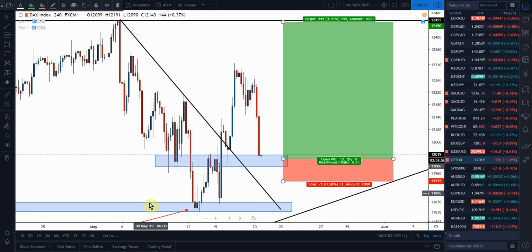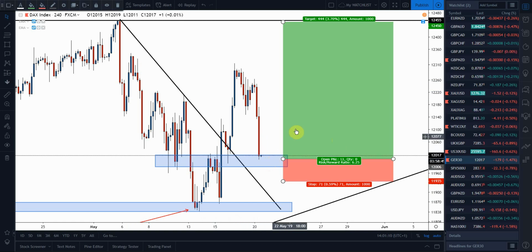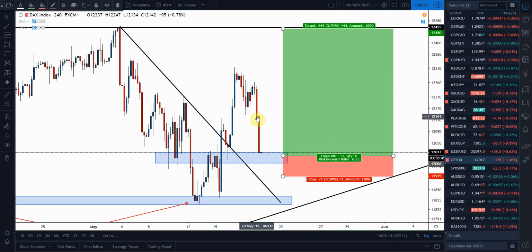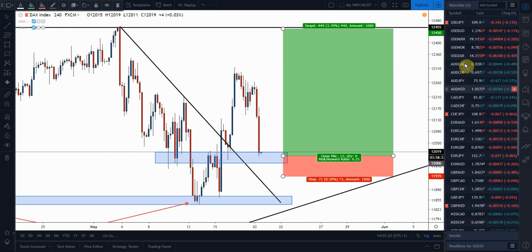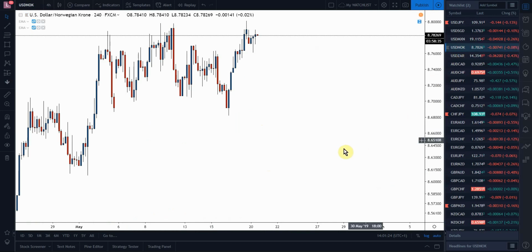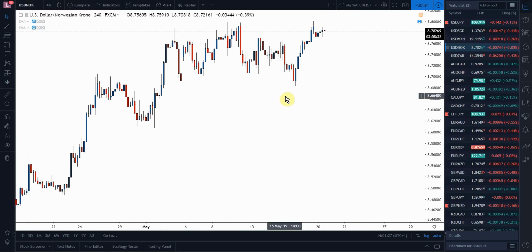We've had the break of the trend. It is a big pullback, I know, but look to see if we get any buying opportunities, and that could be one of the trades of the whole month. Let's look at dollar NOK, if I can find it. The Norwegian krona, USD against the Norwegian krona.